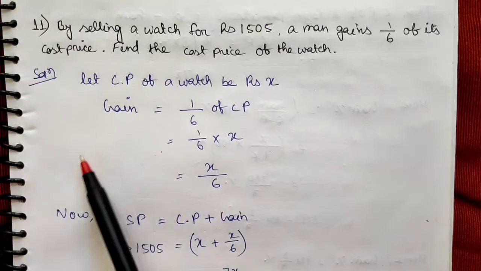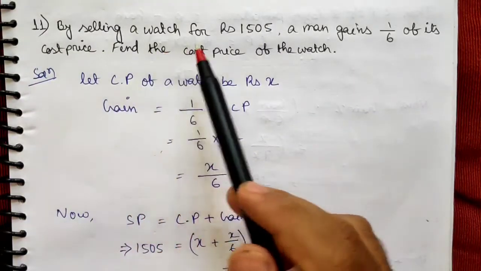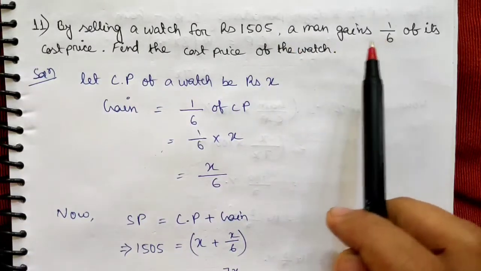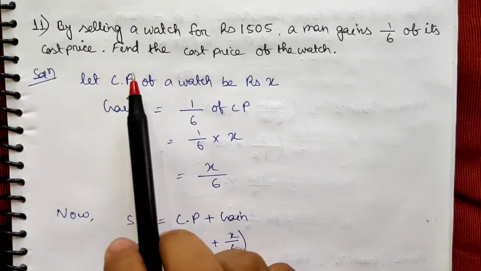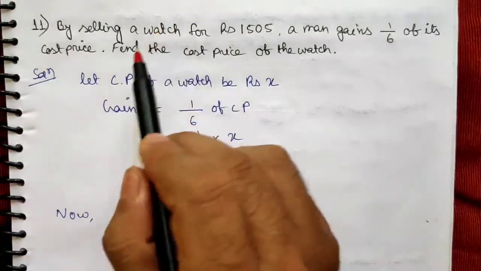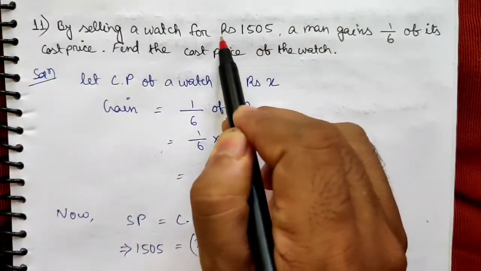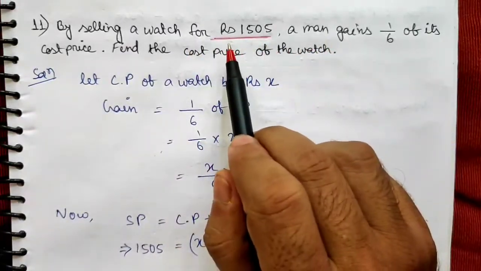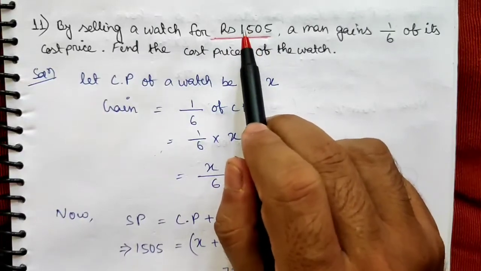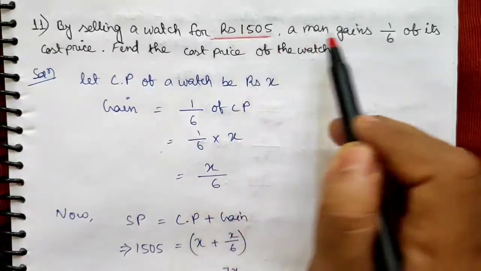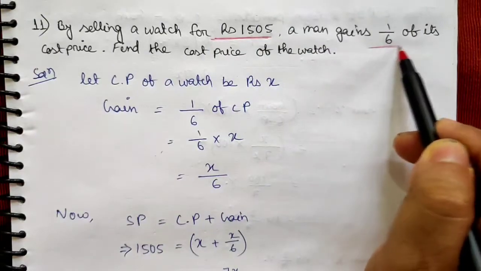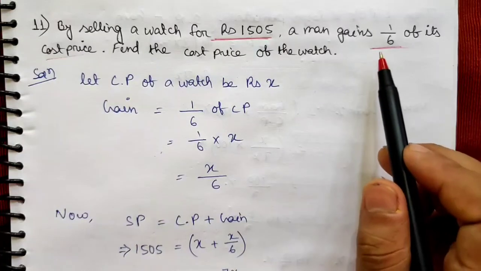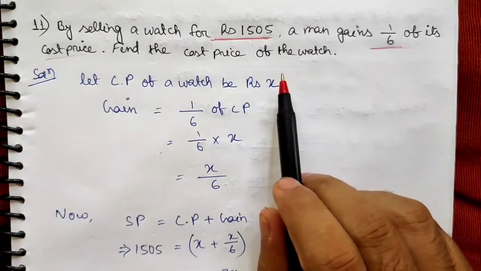So the first question of today's class is: by selling a watch for rupees 1505, a man gains 1/6 of his cost price. Find the CP of the watch. Here, by selling a watch for rupees, this means this is SP, the selling price. If he sells the watch for rupees 1505, the man gains 1/6 of its cost price. Now we have to find the cost price of the watch.